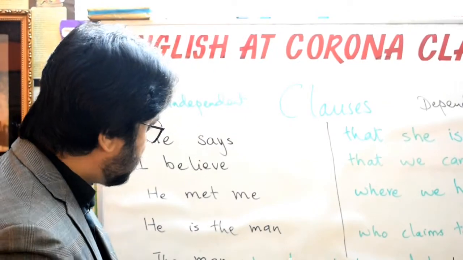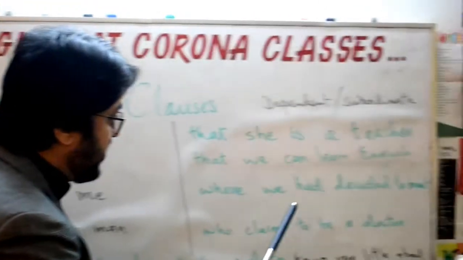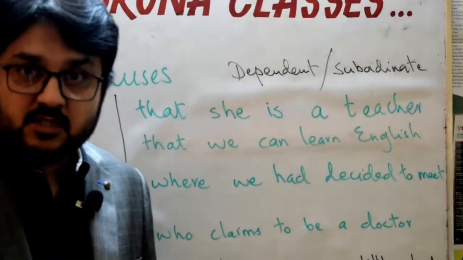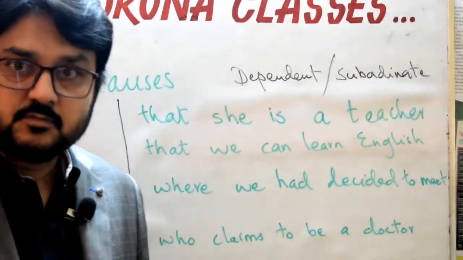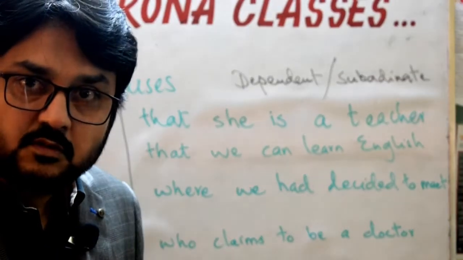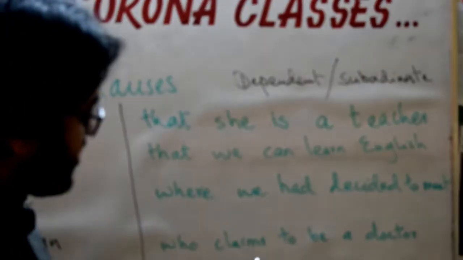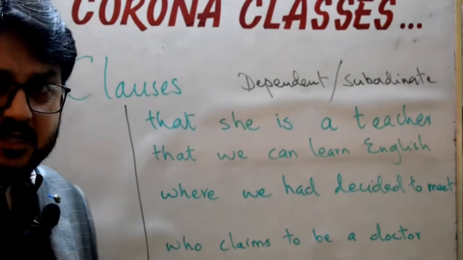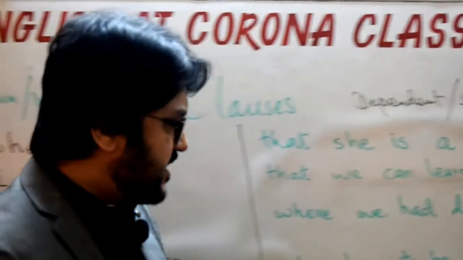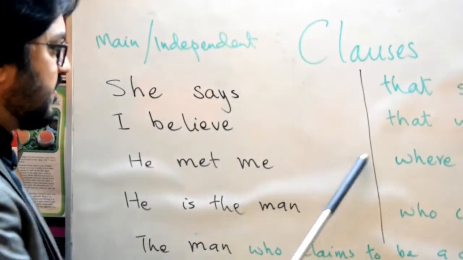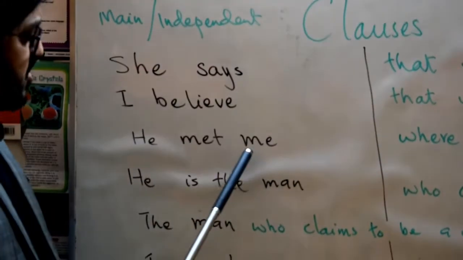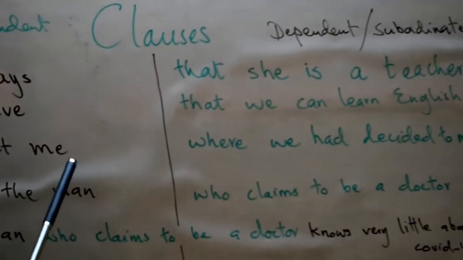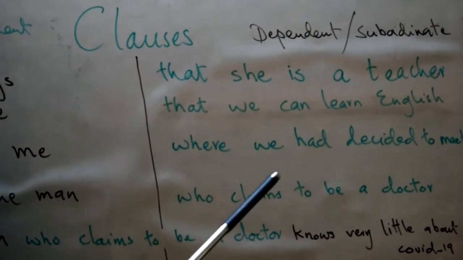Okay, look at the third example. Where we had decided to meet. Where we had decided to meet doesn't produce the sense unless it is added to the main clause. He met me where we had decided to meet.